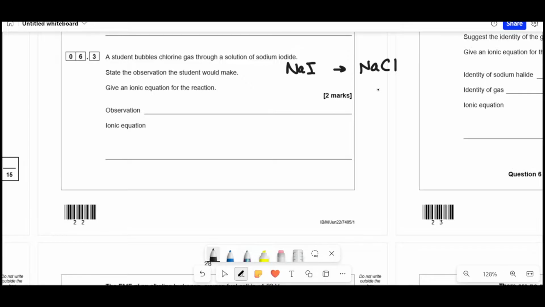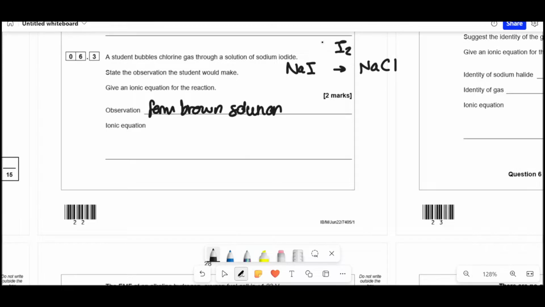So then you need to explain what the observation is. So have a think about what happens with the I. The I just doesn't just sit there. It eventually becomes I2 again. So now you've gone from something with no I2 to I2. So what you make is you form either a brown solution or black solid. Either's fine because of the I2 forming.